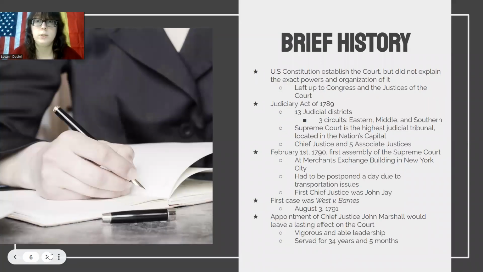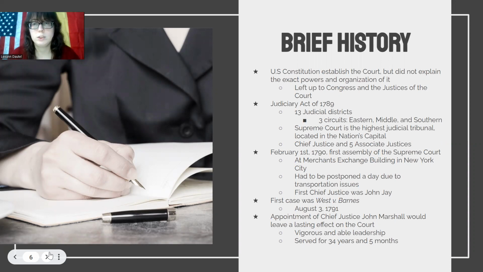A brief history: the U.S. Constitution established the court, but did not explain the exact powers or organization of it. As we look back in history, the Virginia and New Jersey plans really wanted to define how Congress is going to be organized and what powers a Congress can have, a balance between Congress and the president, as our framers were more focused on what government looks like and weren't exactly focused on what the Supreme Court would look like.